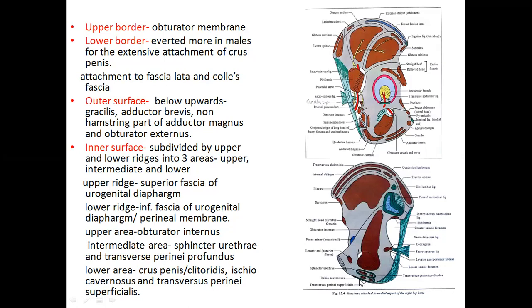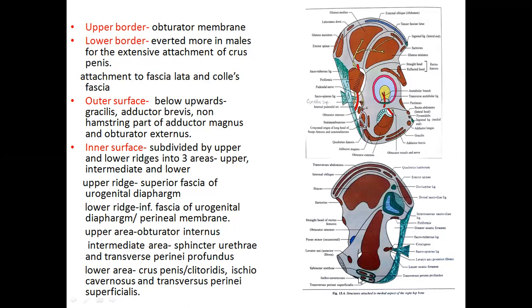The inner surface is subdivided by upper and lower ridges into three areas. Like we have the upper area. Let me show here. This is the upper area, this is the intermediate area, and this is the lower area. Right? The upper area is giving attachment to this muscle. What is this? Obturator internus.